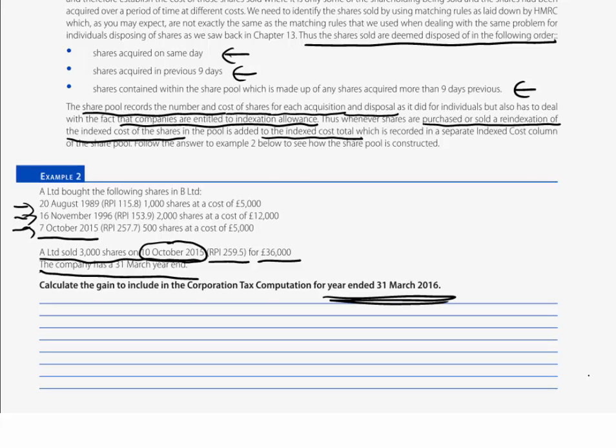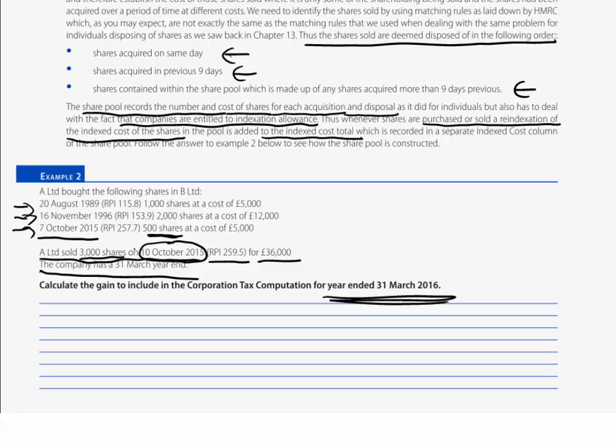Right, how many shares were acquired, therefore, within the previous 9 days? 500 shares. So we now know that of the 3,000 shares being sold on the 10th of October, 500 represent the ones bought on the 7th of October. Those will be identified first, followed by the remaining 2,500 shares. We've got a sale of 3,000, of which the first 500 are the 7th of October 15 acquisition. The remaining 2,500 shares, therefore, must come from the share pool.